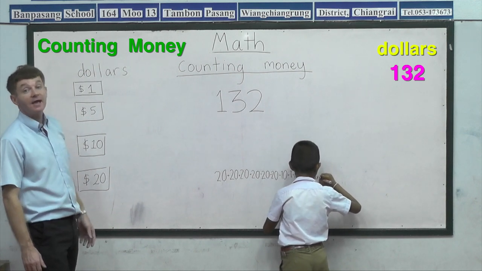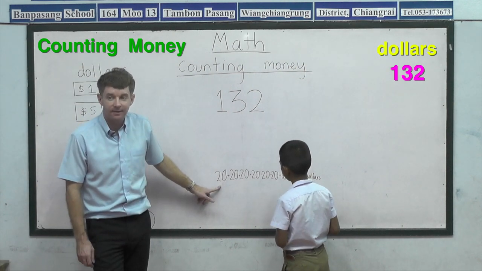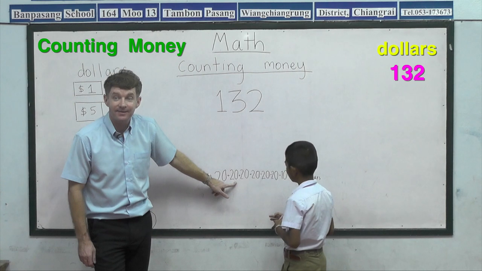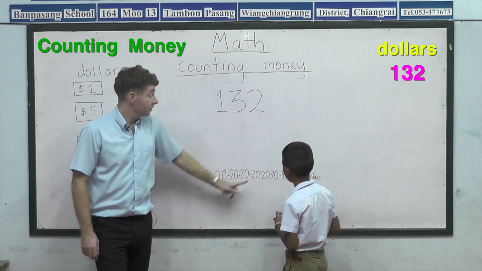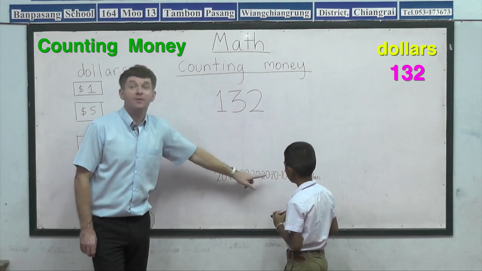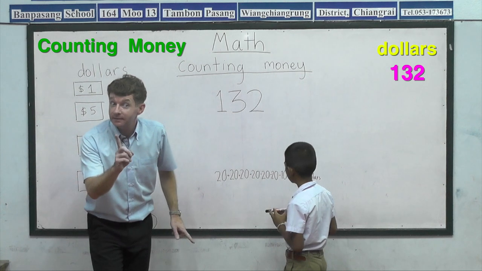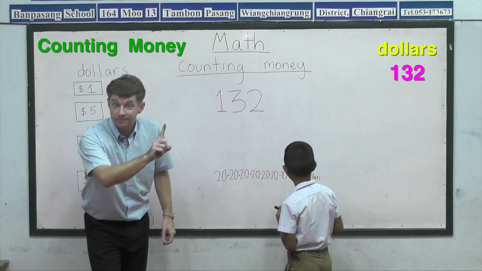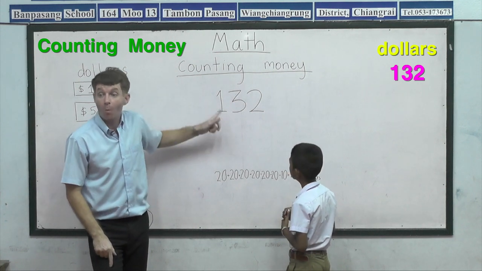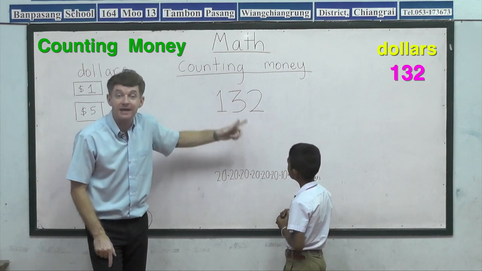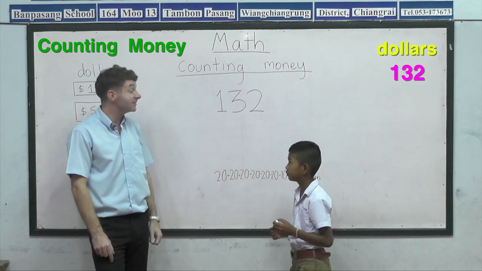$132. D O L L A R S. Excellent, guys. So one more time all together. 20 plus 20 plus 20 plus 20 plus 20. Plus 20. Plus 10. Plus 10. Plus 1. Plus 1. Plus 1. Equals 132. Dollars. Pat, that was excellent.